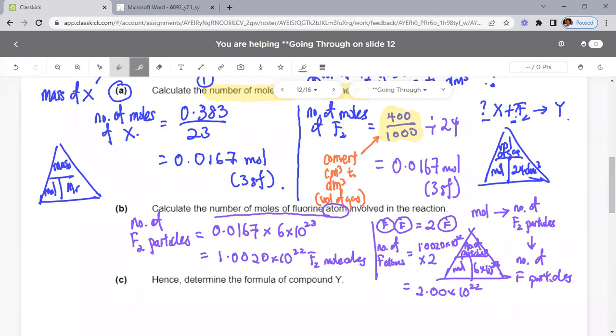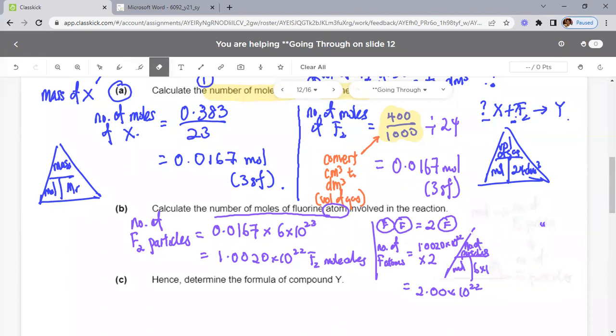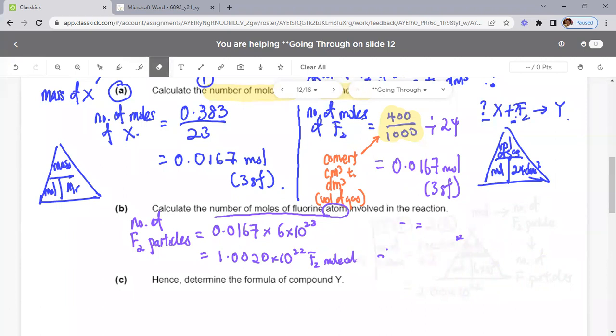I'm gonna erase the whole thing here. Okay, sorry. This one, my bad. Instead of number of particles, it's actually number of moles of particles. So this one, let me change. Okay, give me a while. Let me erase everything.